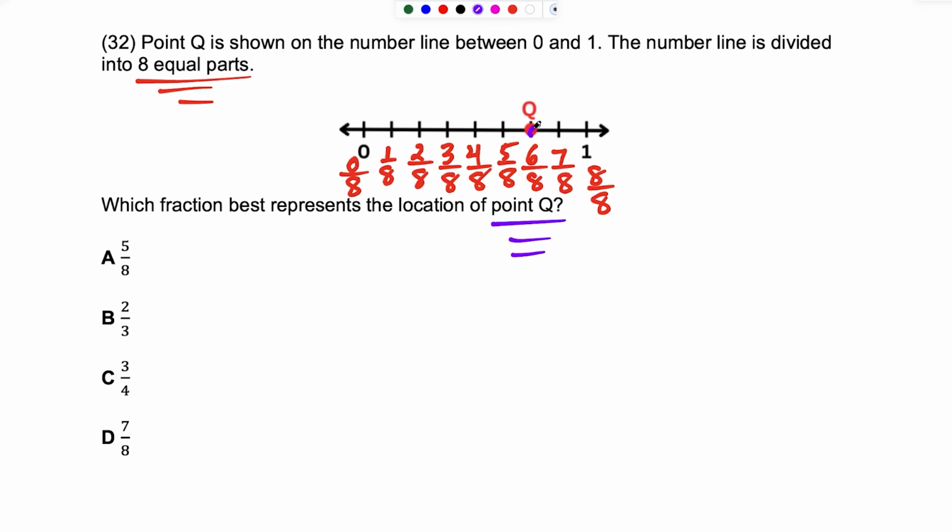So we go to point Q and notice that this is lined up with 6/8. But then we look and we say, oh no, 6/8 is not there. My answer is not showing up. And that's because we have to reduce our fractions. Okay, so we could divide top and bottom here, the numerator and denominator, by 2. And then 6 divided by 2 is 3. 8 divided by 2 is 4. So 3/4, choice C, is our answer.